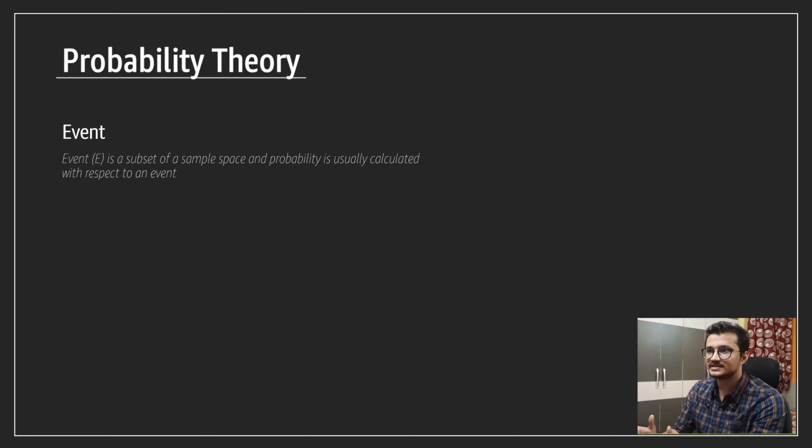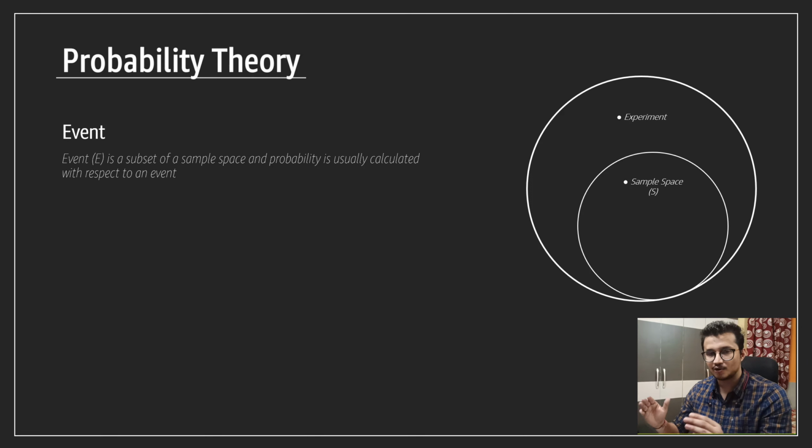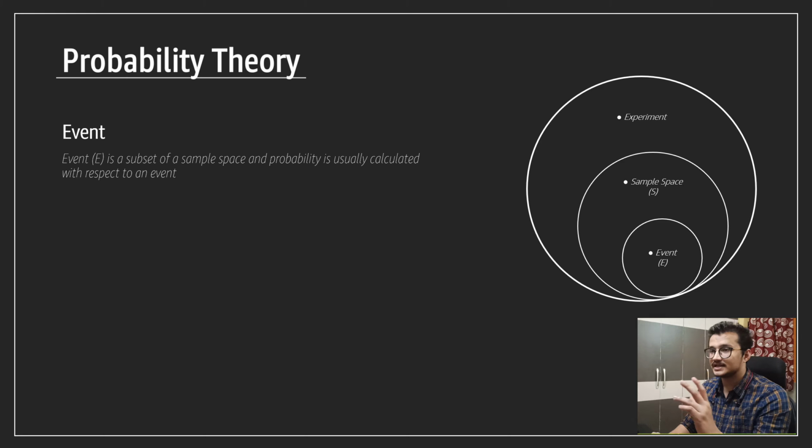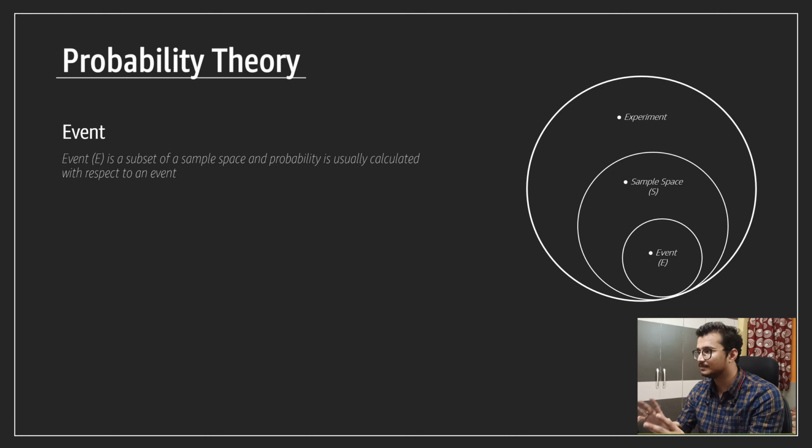Okay, so an event is a subset of the sample space, and the probability is usually calculated with respect to an event. That's completely true. That's a kind of statistical definition. But let's see how it fits into the complete picture. So event is basically one of the outcomes from all the sample space, or all the outcomes that we have available for a specific experiment that we are conducting. So let's see how it falls into the complete bubble up here.